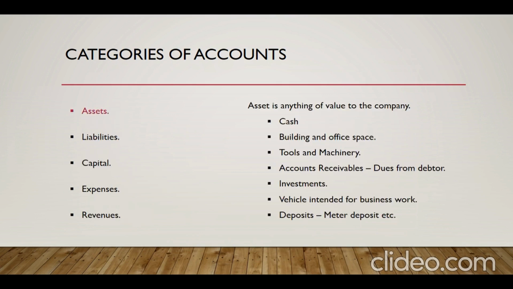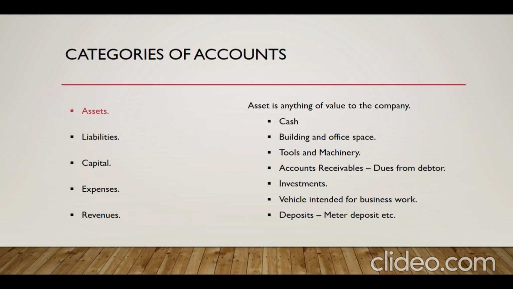So assets. An asset is anything which is of value to the company. So cash is a primary asset, because obviously cash holds value and it is valuable to a company. So similarly, there could be any other items which add to the value of the company. So the properties like building and office space are assets of an organization, and any belongings like tools, machinery, furniture are assets to the business.